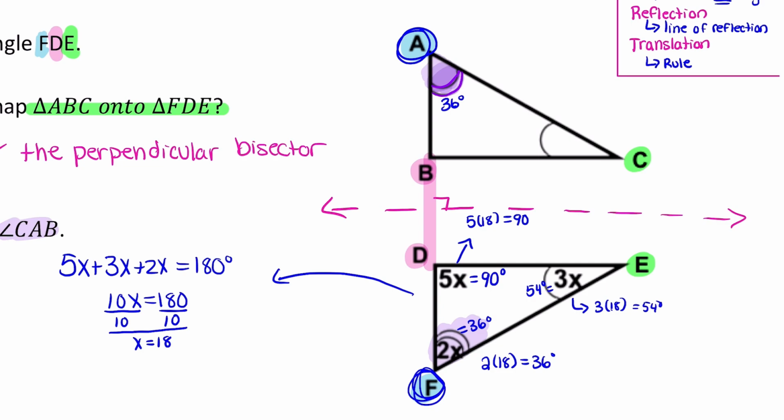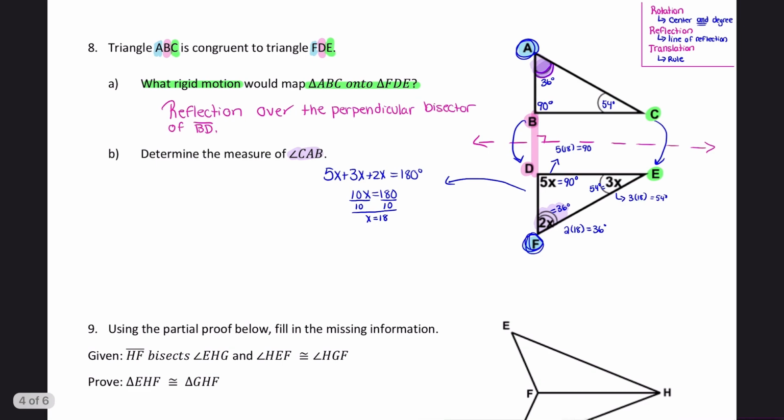So just to bring the point home, guys, this is going to be 36 degrees because A matches with F. This is going to be 90 degrees because B matches with D. And because C matches with E, this is going to be 54 degrees. So that means the answer to that question, what is the measure of angle CAB? Our answer is 36 degrees.